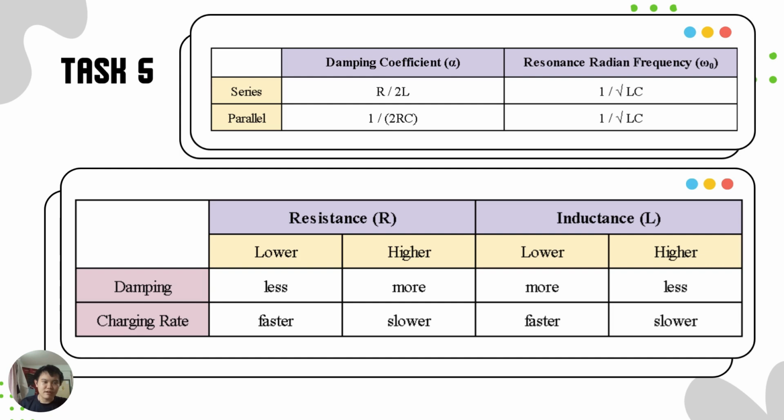And then for task 5, we talk about the damping coefficient and resonance radial frequency. We talk about the effect of resistance and inductance on damping and charging rate. When the resistance is lower, the damping rate is less, while when the resistance is higher, the damping rate is greater. When the resistance is low, the charging rate is faster because more current flows, while when the resistance is higher, the charging rate is lower.